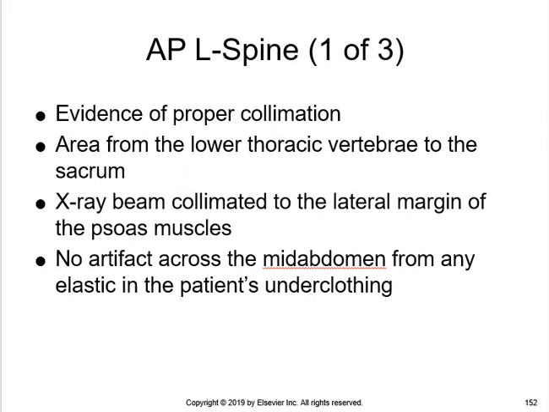So what we're going to look for is evidence of proper collimation, area from the lower thoracic vertebra to the sacrum. So remember, we have to see the adjacent structures. So we have to see the upper portion of the sacrum, and we have to see the lower portion of the T-spine. So regardless of whether you're using a 17-inch long collimated field or a 14-inch long collimated field, you still have to see those things. So with 17-inch, what you're including is more of the sacrum.